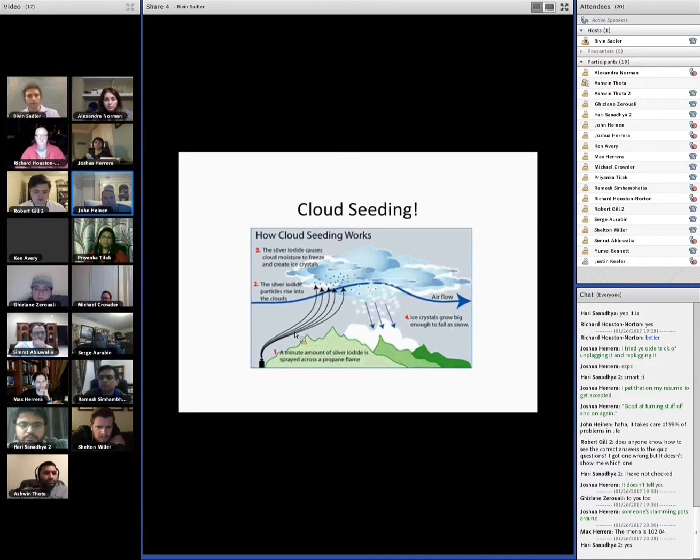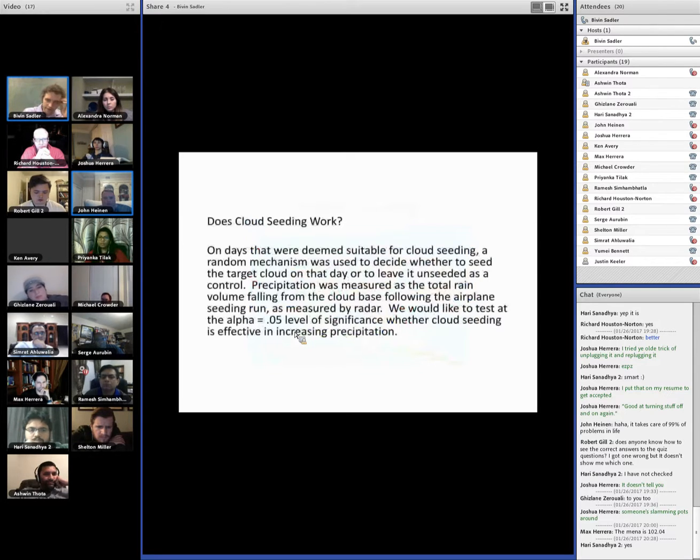Okay, so you've seen this example. I love the idea of cloud seeding. We can go into the science of it, but that's for another day. What we wanted to do is, on days that were deemed suitable for cloud seeding, I assume everybody's kind of seen this example, they did a randomized experiment, the pilots didn't even know, right?